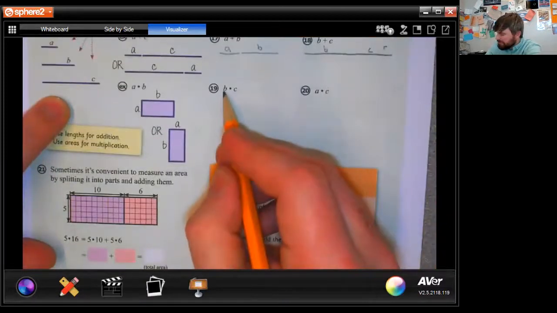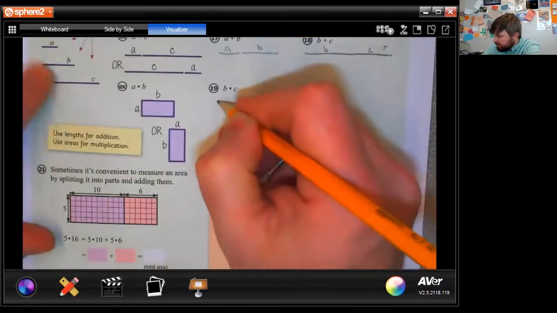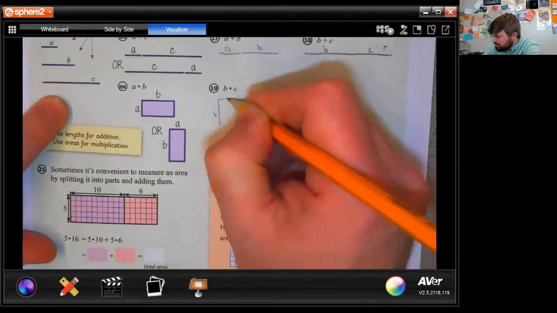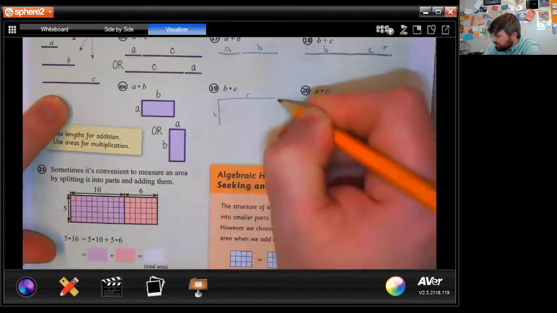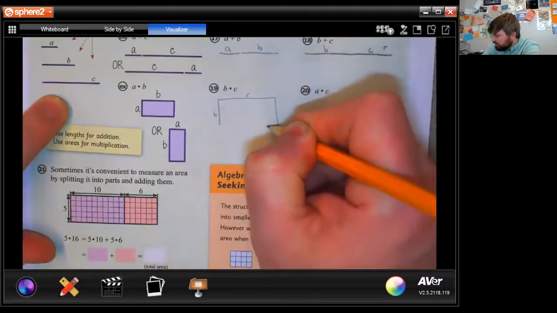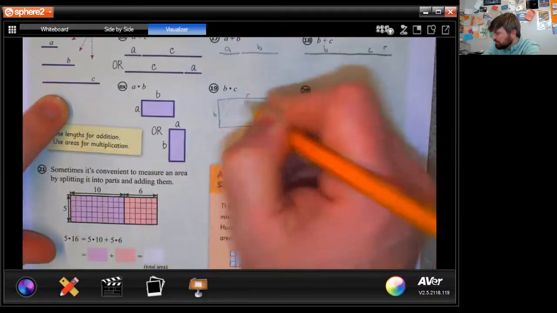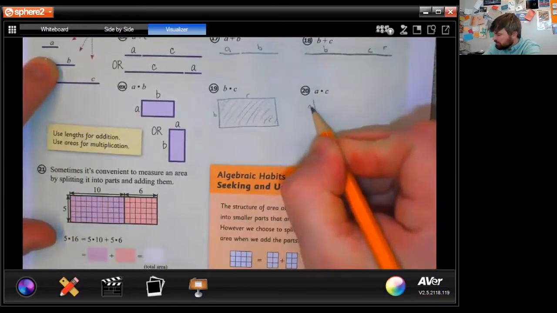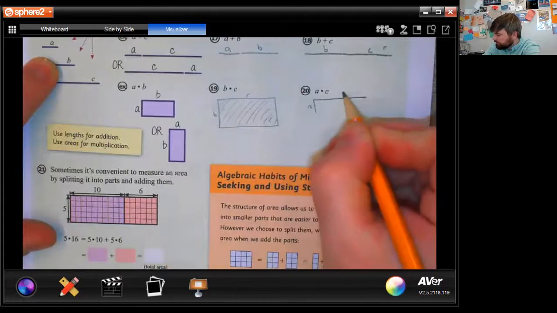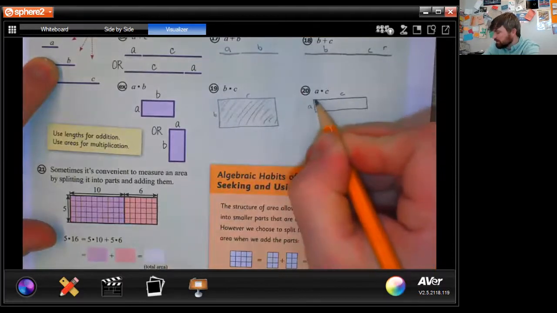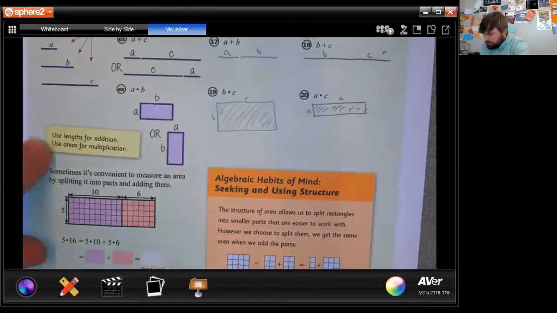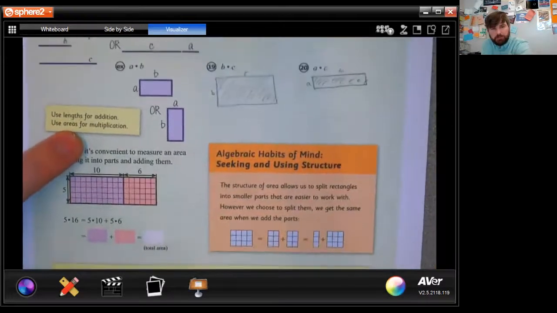Okay, on 19, B times C. So we got B, let's say, is about that long, and C is a bit longer, something like that. But we complete that rectangle. So you got all this shaded part in there. Then you got A, which is a little guy, and C, which is a long one. And again, that creates this rectangle here. Use lengths for addition, use areas for multiplication.